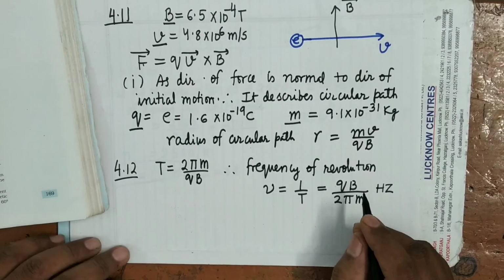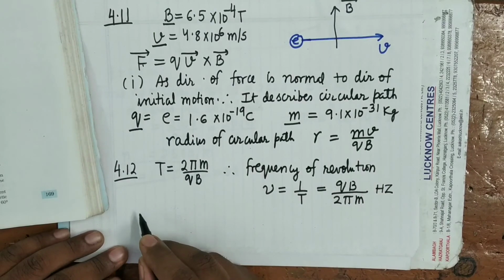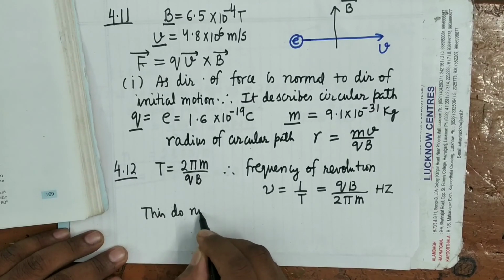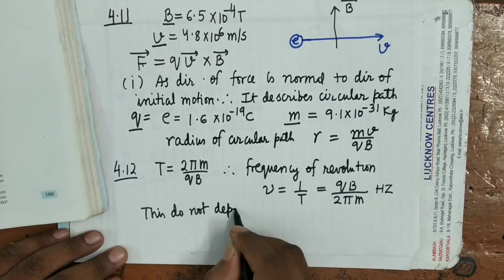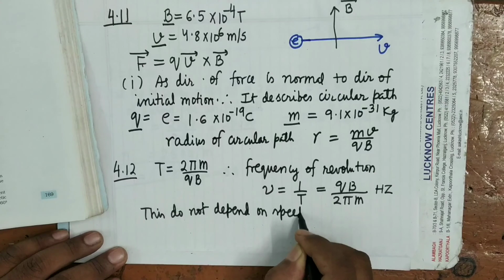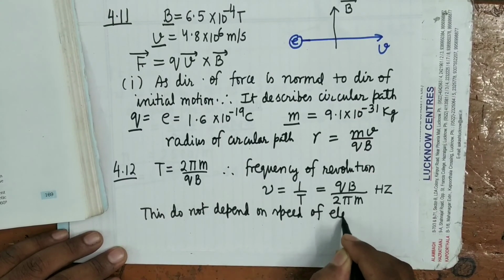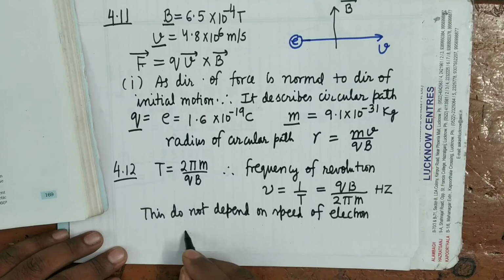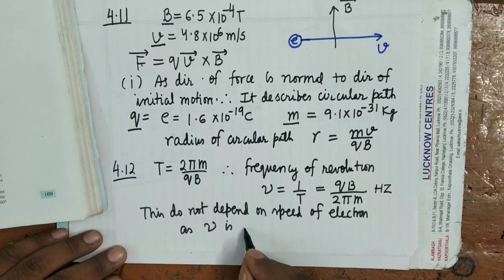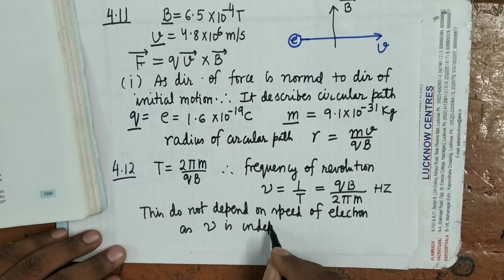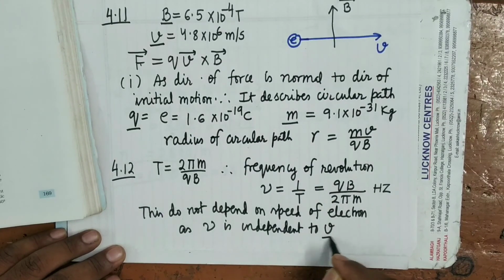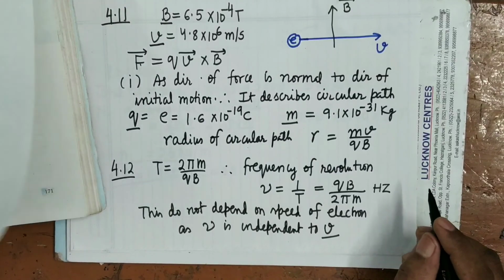Does the answer depend on the speed of electron? No. This does not depend on the speed of electron, as nu is independent of v. There is no term of v there. It's clear.